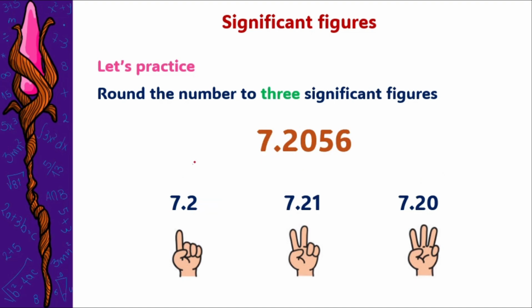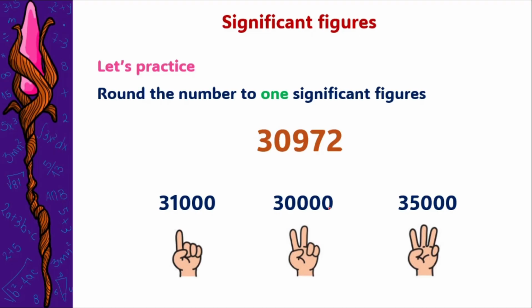This one, we need to round it to 3 significant figures. And the correct one is this one. This one, it has just 2 and it asks for 3. And this one doesn't work because the 5 makes the next digit add up to the 21. Okay, this is the last one. We need just one significant figure.